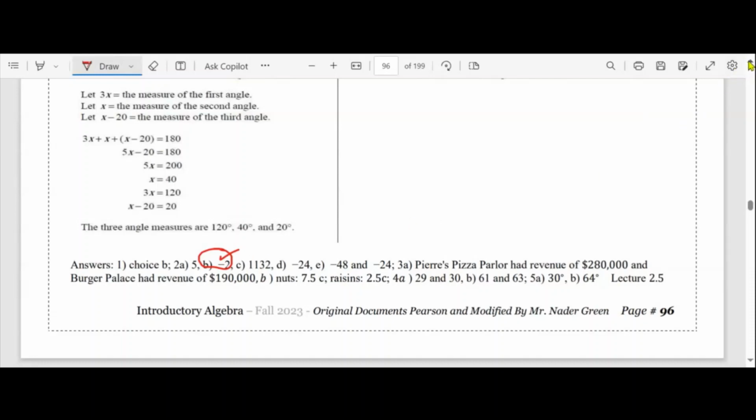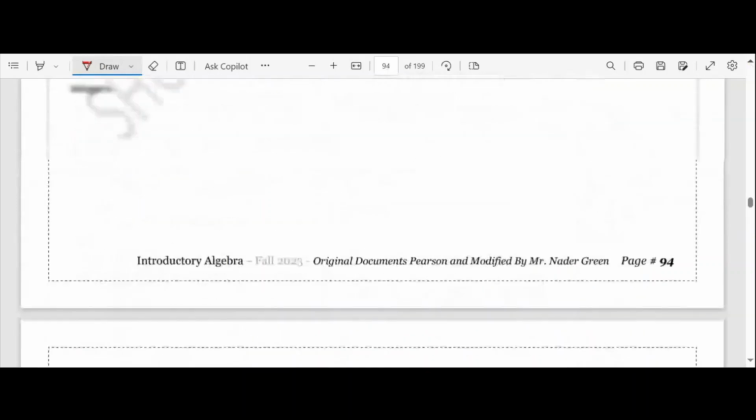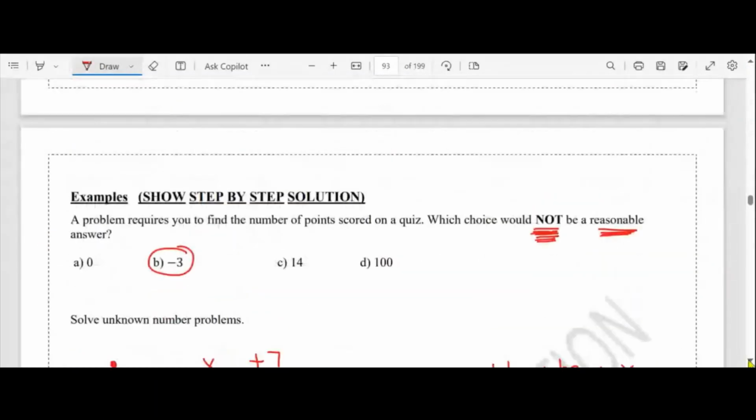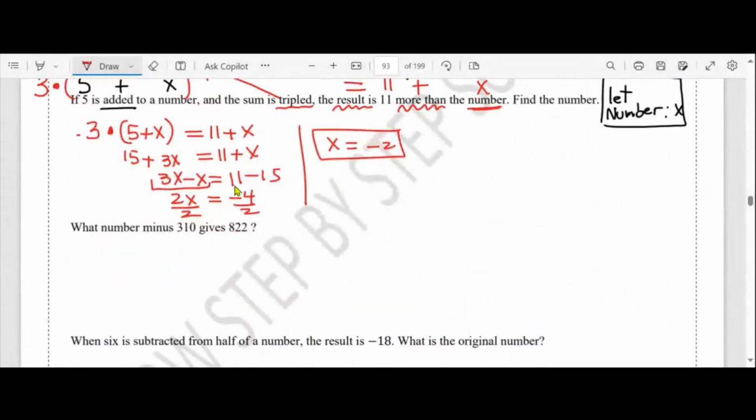Is this clear? Why is it negative 2? It should not be negative 7. Why is it negative 2? Because 11 minus 15 is how much? It's negative 4. And you divide by 2, and when you cancel, you get negative 2.